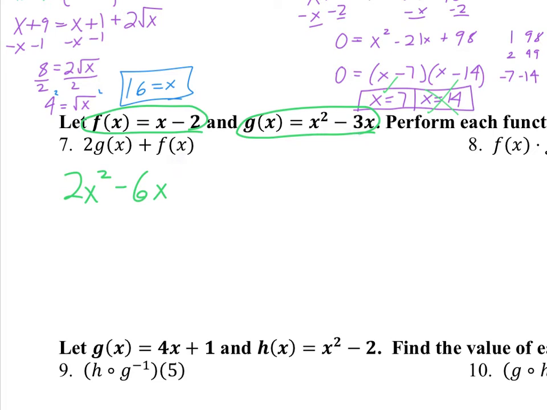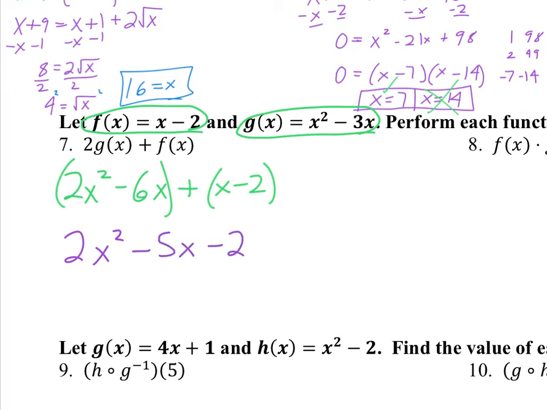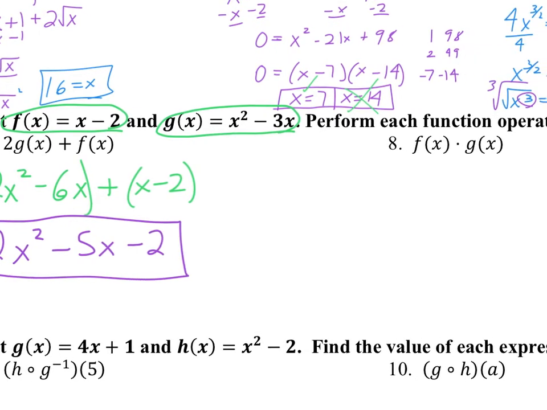We're going to add to that, oops, get my marker back, add to that the f of x, which is x minus 2. You can put parentheses around those just to emphasize, here's 2g of x, here's f of x, however you want to do that. Highest degree term we have is the 2x squared. We don't have any others that match that. Next, we've got our x's, a minus 6x and a plus 1x, so that's a minus 5x, and then minus the 2. So that's what 2g of x plus f of x is. Again, it's not an equation, it's nothing we need to solve or anything. That's just 2g of x plus f of x.